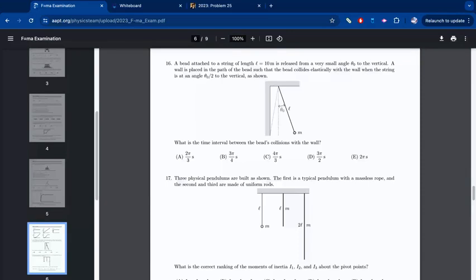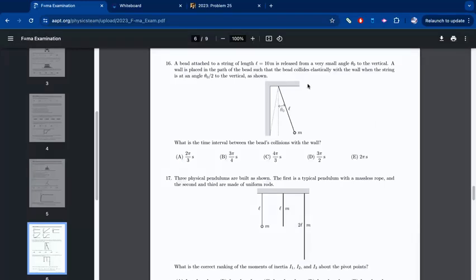For problem number 16, we have a bead attached to a string of length L equals 10 meters. It's released from a very small angle theta 0 to the vertical, and a wall is placed in the path of the bead such that the bead collides elastically with the wall when the string is at an angle theta 0 over 2 to the vertical. What is the time interval between the bead's collisions with the wall?